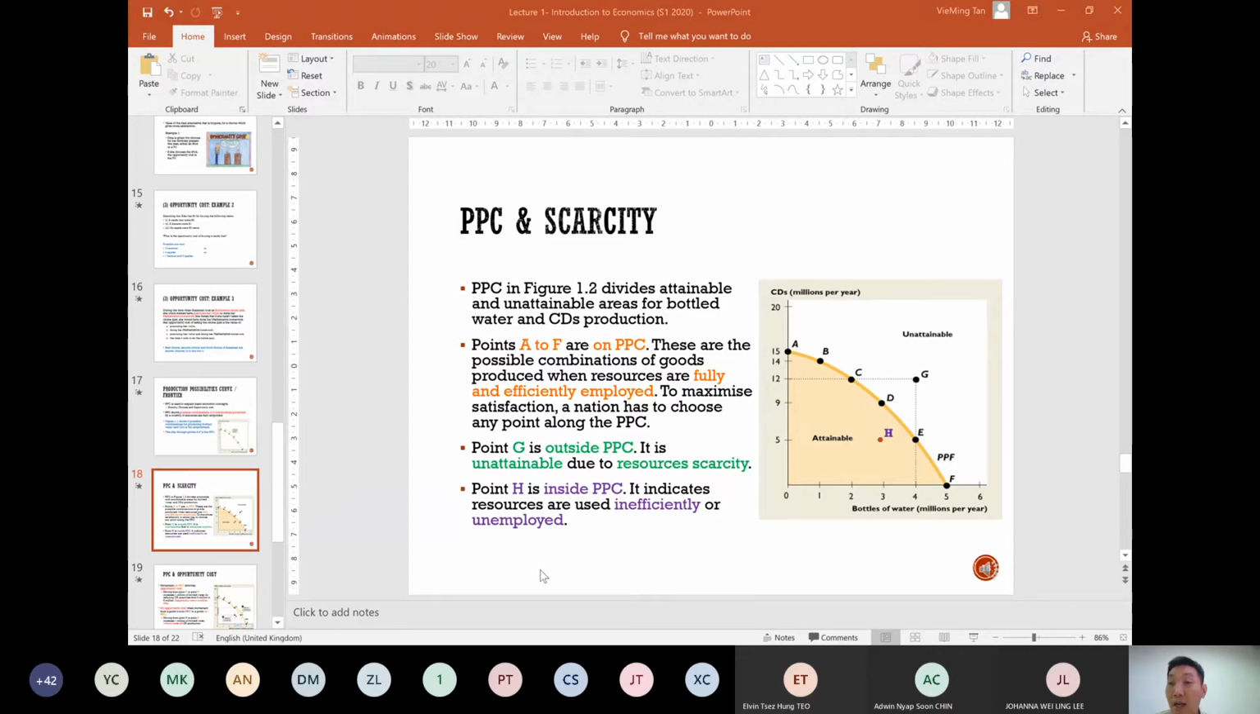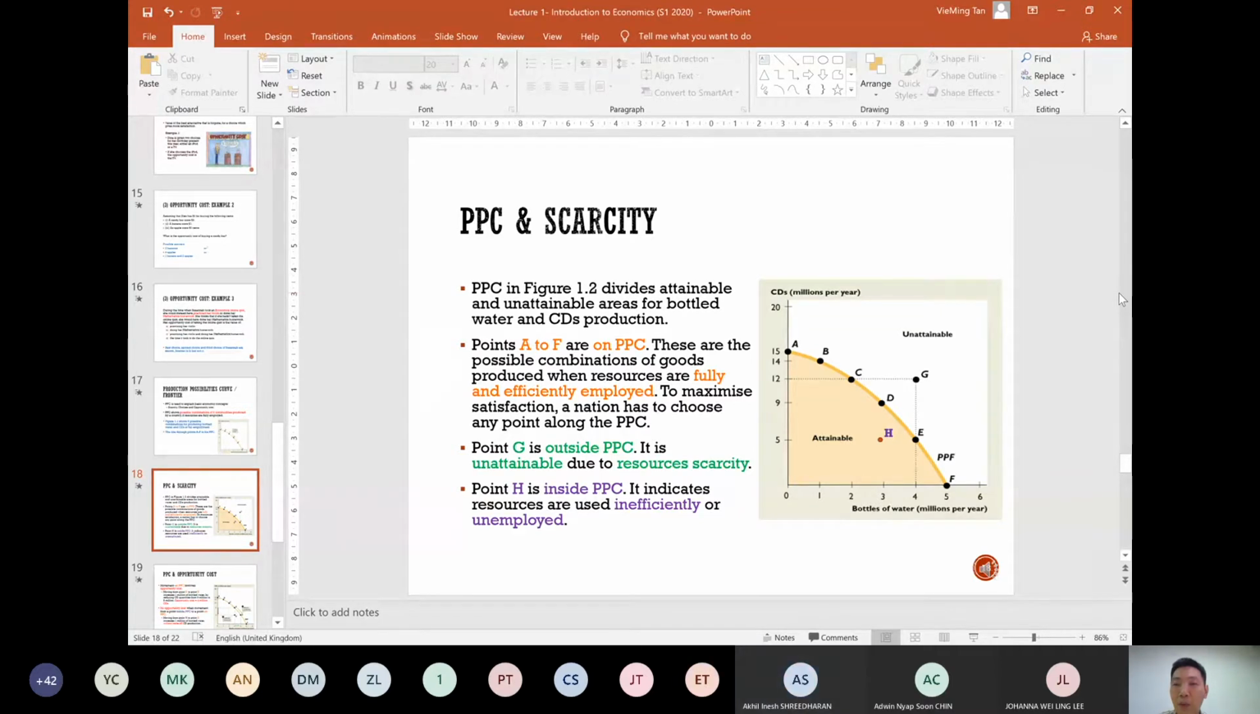Yes, sir. Yeah. Okay, I go back to the PowerPoint slide again. So in the exam, in the quiz, if you are given the PPC or the PPF, among this production combination, which point are you going to choose so that can fully utilize the resources? A, B, C, D, E, F, G, H. The one along the line.